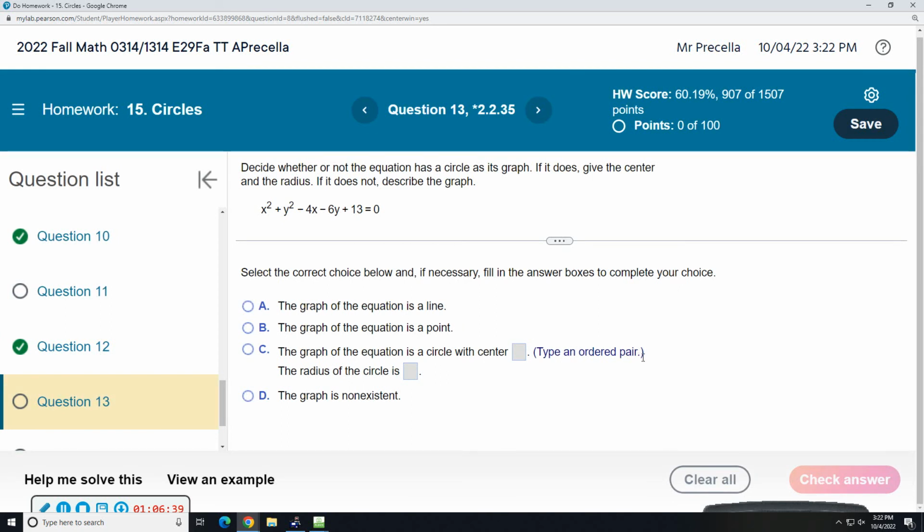Let's see. Same instructions. All we know for a fact just by looking at it is the answer is not A. How do I know it's not a line? Well, the squares. Right? If there are exponents in the equation, it's not a line. Okay?